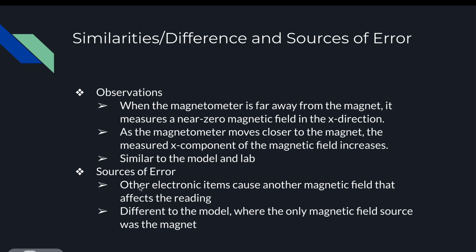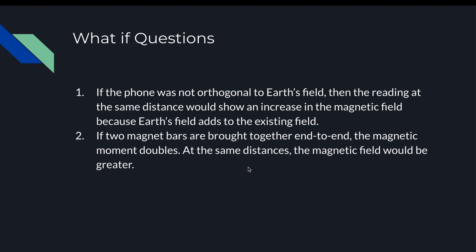Sources of error: other electronic items cause another magnetic field that affects the reading. This is different from the model, where the only magnetic field source is a magnet. So the observations were similar to the model as well.